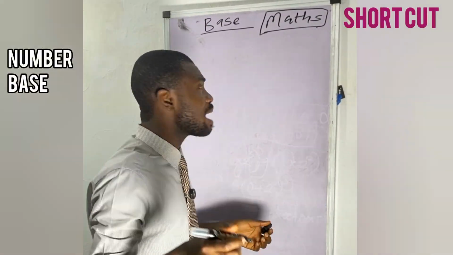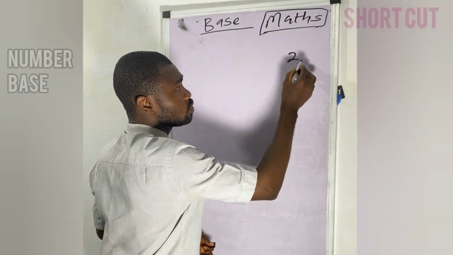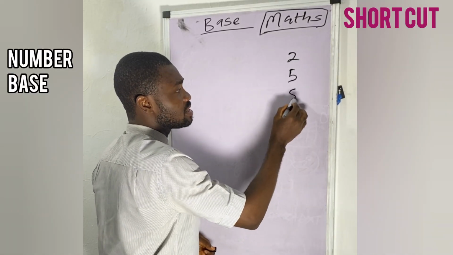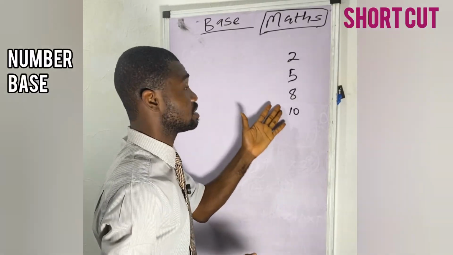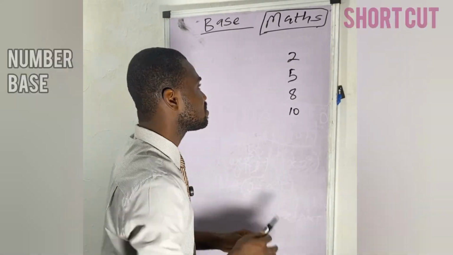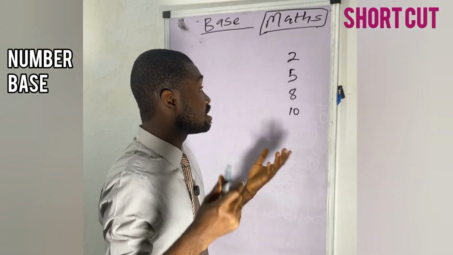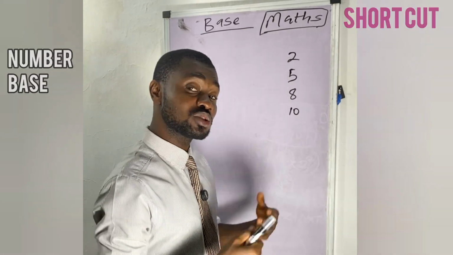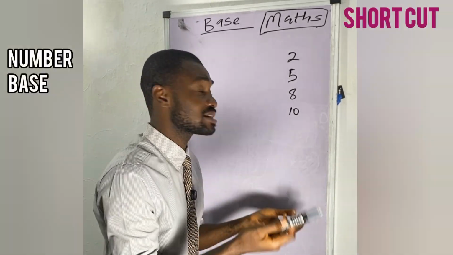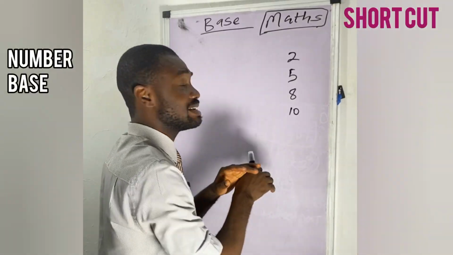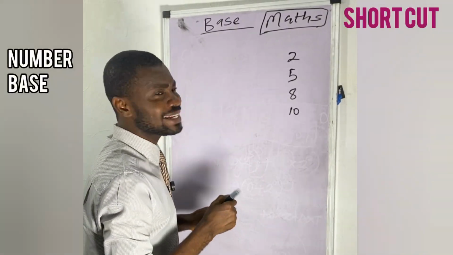In number base, we have base 2, we can have base 5, we can have base 8, we can even have base 10. So when you want to convert to any of the bases, it's easy. You simply divide by the base. If they say convert to base 2, it's 2 that you are going to use as the divisor. If they say 5, 5 is the divisor. If they say 8, 8 is the divisor. If they say 10, 10 is the divisor. As easy as that.